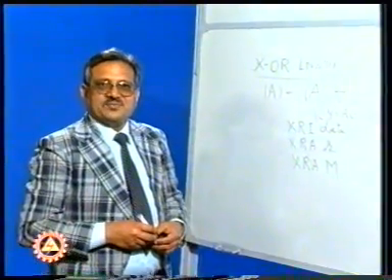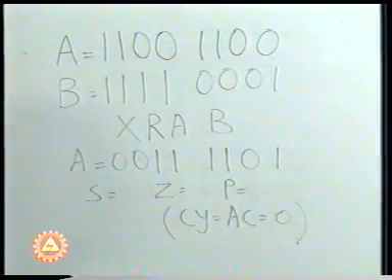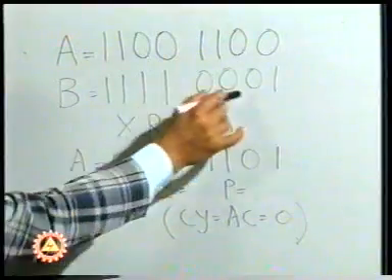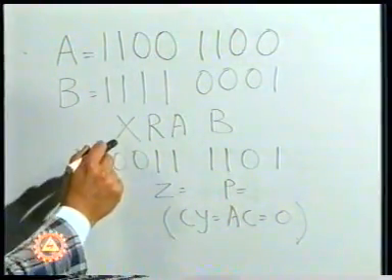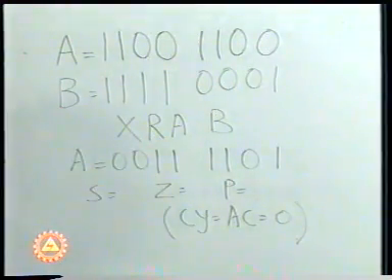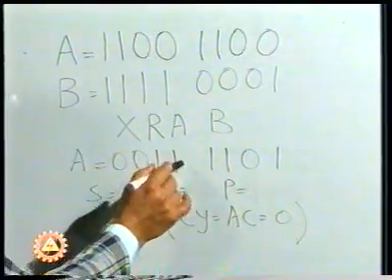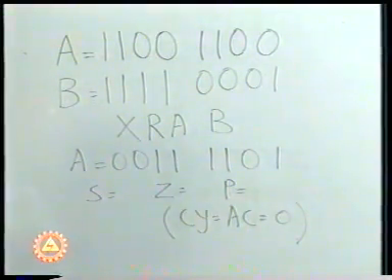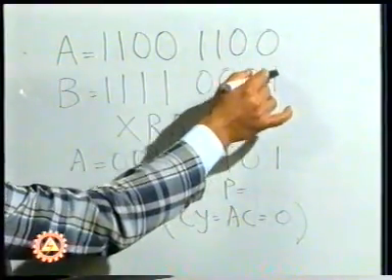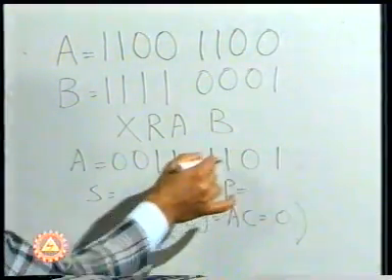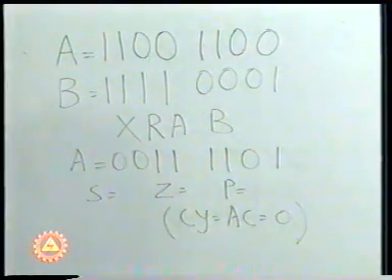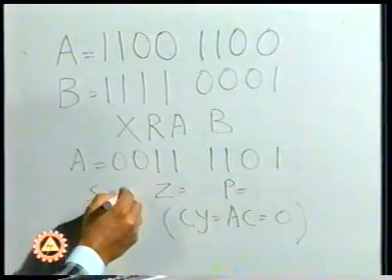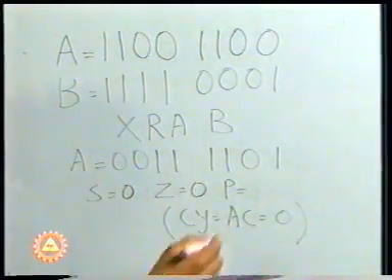Let's take an example of exclusive OR instruction. Let the content of A and B are as given. On execution of XRA B instruction, the contents of A becomes 0011 1101. That is, if the two bits are same, the exclusive OR gives 0, and if the two bits are different, the exclusive OR gate gives 1. So on that basis we have 0 1, that's 1, 0 0 gives us 0, and in this way we get the content of A. The status of various flags is sign flag is 0, Z flag is 0, and parity is 0.